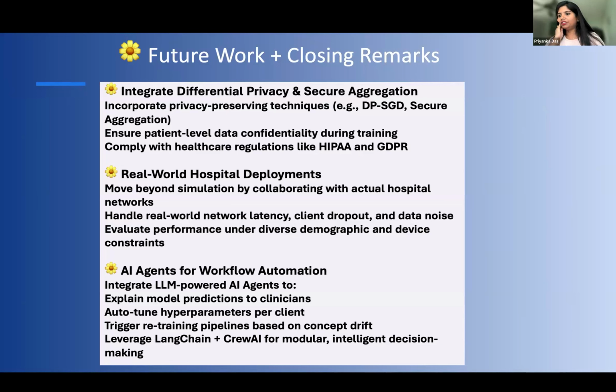And third, I see a great potential in integrating AI agents for workflow automation. For example, LLM powered agents could help explain predictions to clinicians, auto tune hyperparameters per client, or re-trigger training when concept drift is detected. I plan to use frameworks like LangChain and CrewAI to build those modular and intelligent agents that can assist across the ML lifecycle in a federated setup.